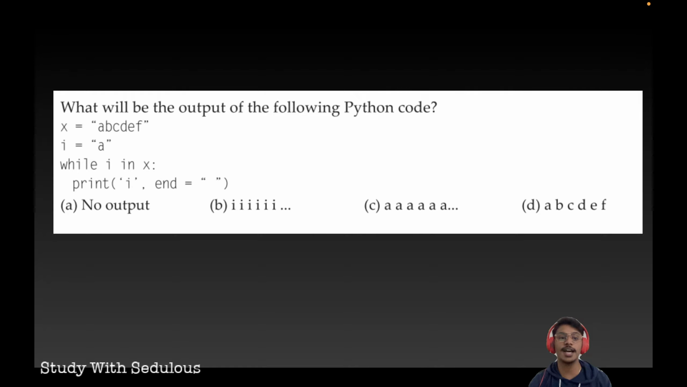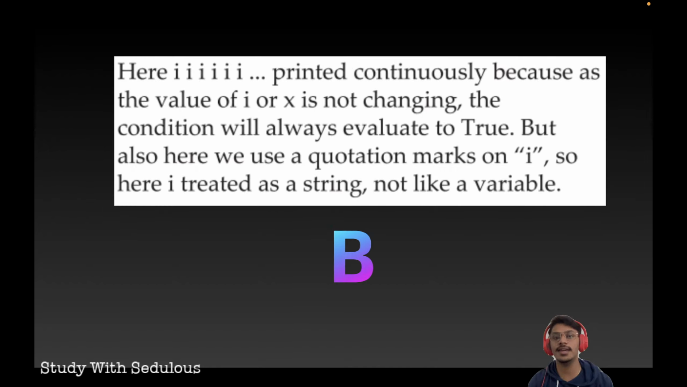Do you want to see the program or shall we just go on? We have an explanation, right? We'll look at the explanation. Here I is printed continuously because as the value of I or X is not changing, the condition will always evaluate to true. But also here we use the quotation mark on I. So here I is treated as a string, not like a variable. I is equal to A, right? That's why.